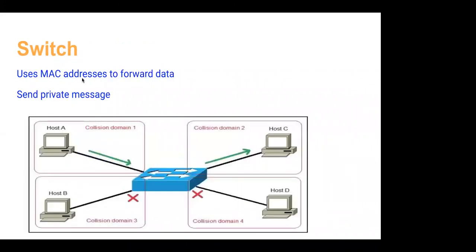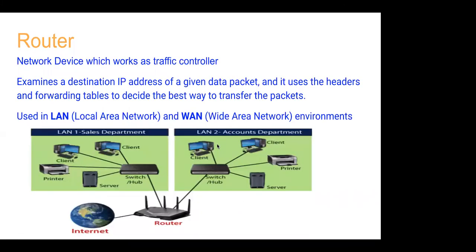Then we talked about switch. So switch is mainly for your MAC addresses. That means this switch knows your source and it knows your destination, so you are able to send a private message. Then router, it's like your traffic controller. In AWS, how are we managing that traffic controller?